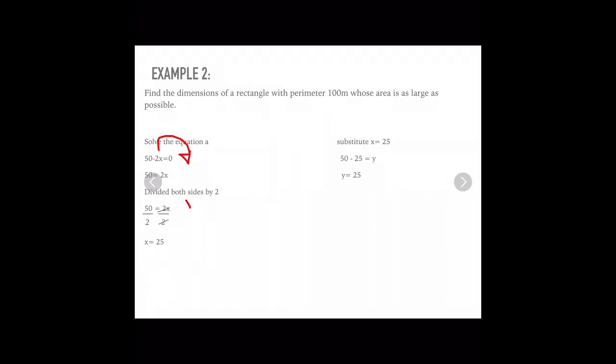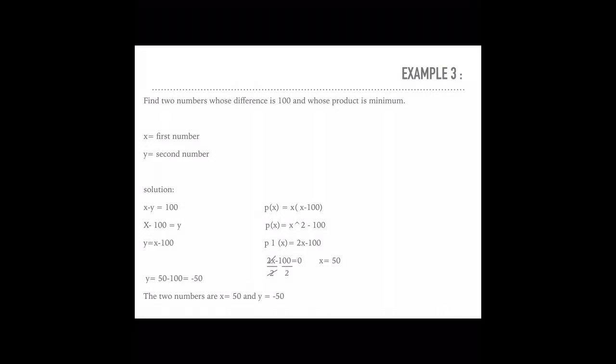So 2x minus 100. So mapapansin niyo, kaya pwede din natin i-divide both sides sa 2. So x minus 50 ay x minus 100 equals to 0. So pwede na natin i-divide siya sa 2. So magiging yung answer is x is equals to 50.